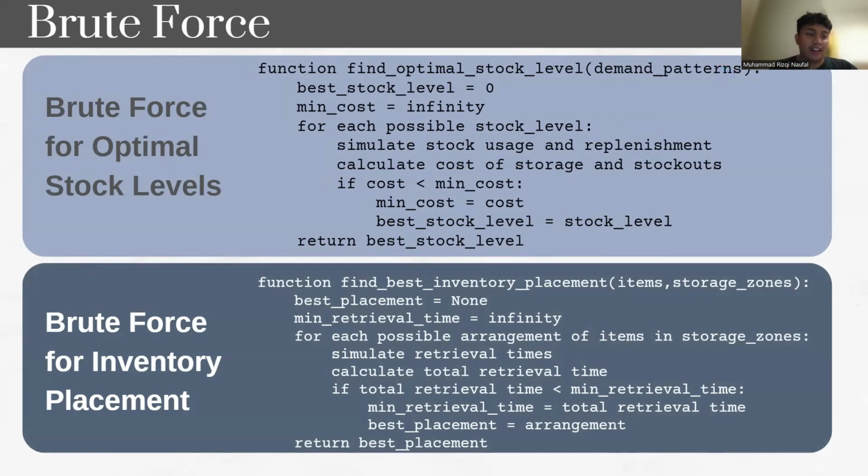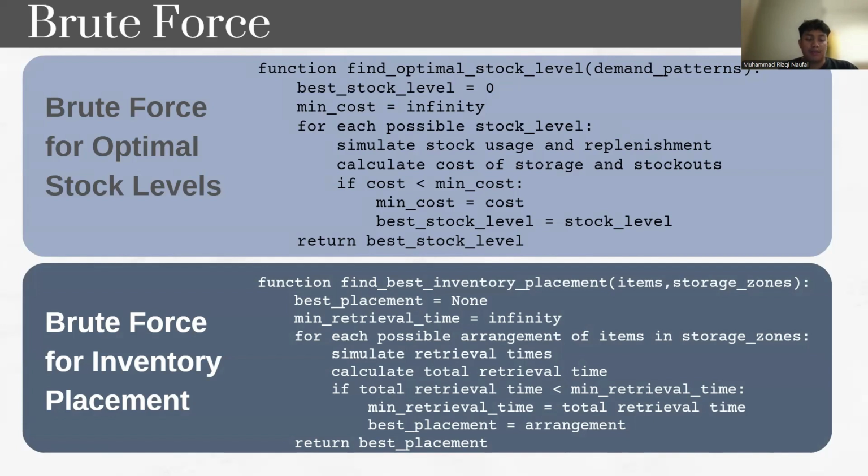So next we have brute force for optimal stock levels and brute force for inventory placement. Firstly, for optimal stock level, this function determines the best stock level by evaluating different options and selecting the one with lowest cost. The way it works is firstly we initialize the best stock level as a starting point, and then set the minimum cost to infinity to find the lowest cost.